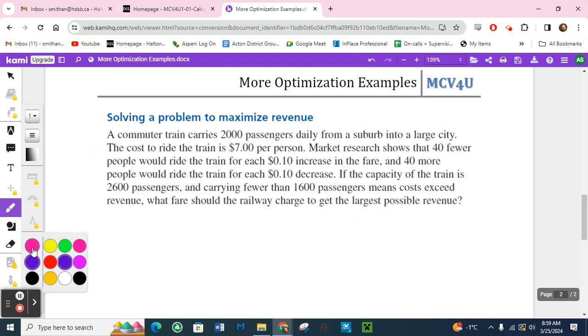The only twist with this one is that the capacity of the train is 2,600 people. And we don't want to carry less than 1,600 passengers because the reason is costs exceed revenue. So we have to make sure that the answer we get using calculus doesn't go outside of those boundaries. Like, what's the point in reducing the price so that 3,000 people want to use the train when you can't actually fit them on anyway, right?